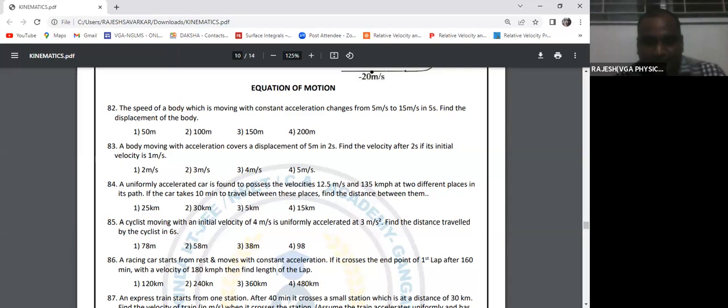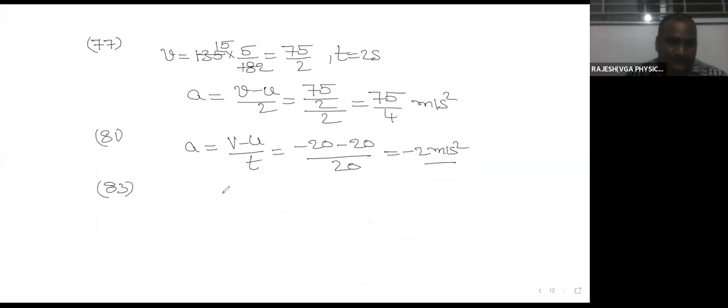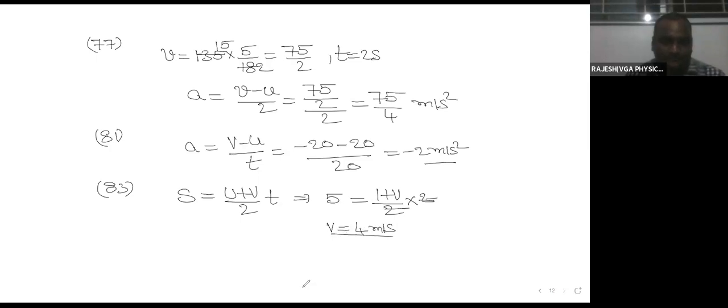Right? Next one, a body moving with acceleration covers a displacement of 5 meters in 2 seconds. Find the velocity after 2 seconds if its initial velocity is 1 meter per second. Same, S is 5 meters. So S equal to u plus v by 2 into t. So yes, they have given 5 meters, u is 1 meter per second, v I have to find, by 2, t is 2 seconds. So 2 will get cancelled, v is equal to 4 meters per second. Right?